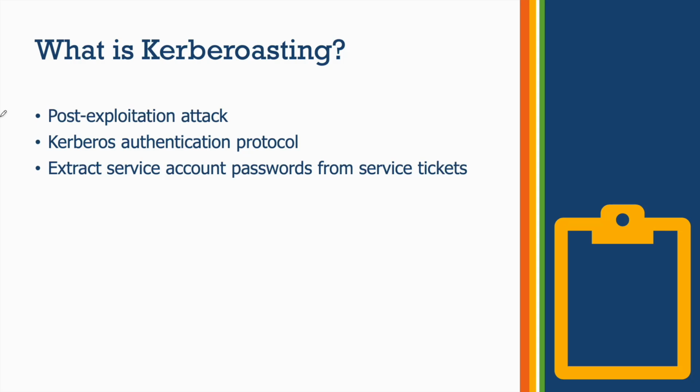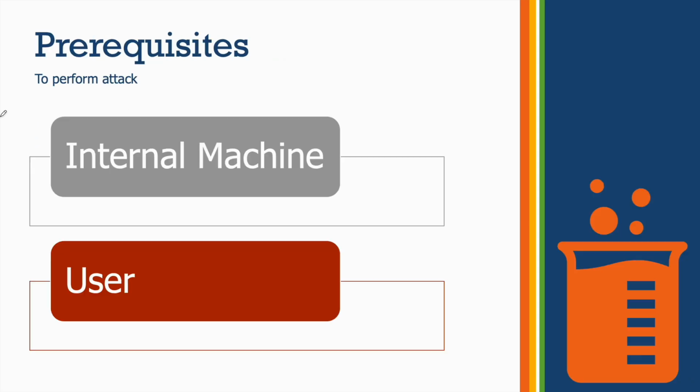So now we understand what Kerberoasting is. Kerberoasting is a post-exploitation attack performed by the attacker after gaining initial access to a machine or an account, exploiting a weakness in the Kerberos authentication protocol to extract the hash of the service account associated with the service principal names.